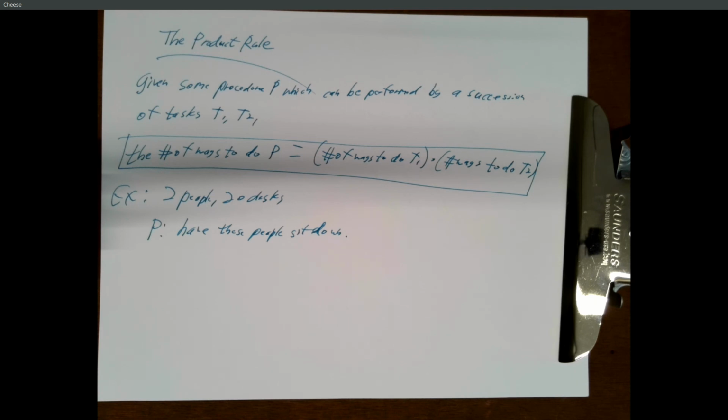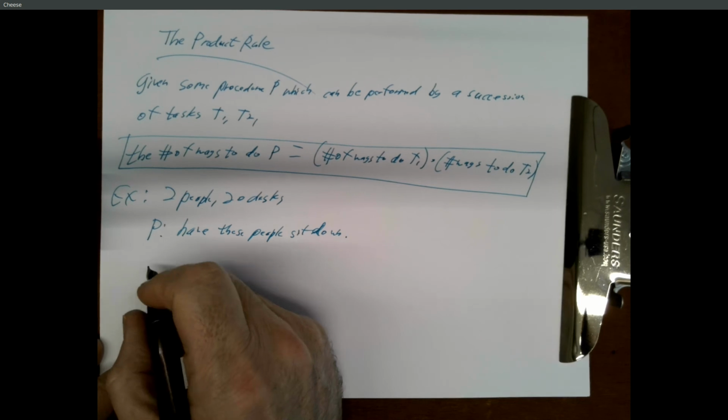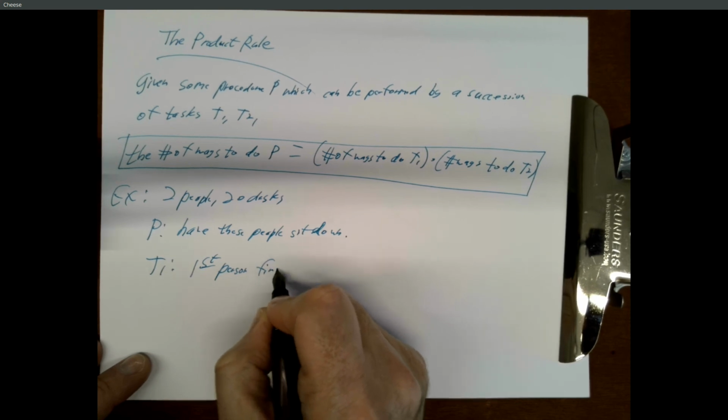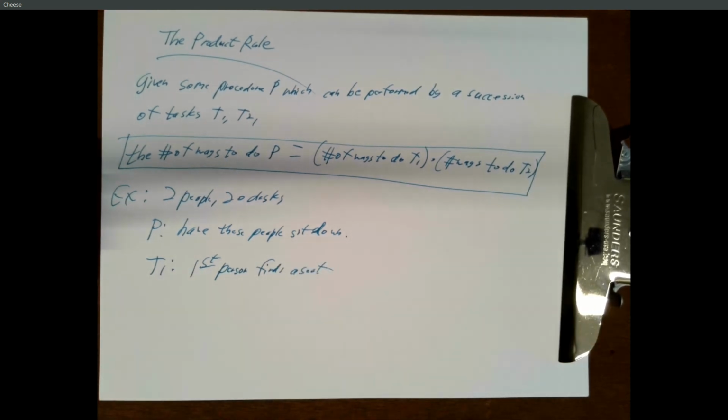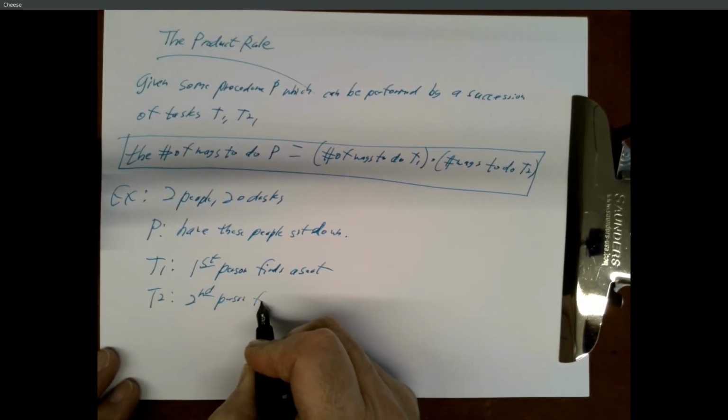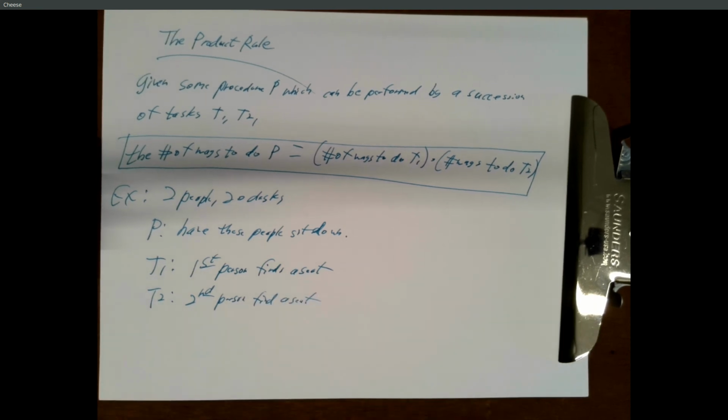So we can break this procedure of having 2 people find seats and sit down into a succession of 2 tasks. Task T1 is the first person finds a seat. All right, so I can send these people into the room one at a time. First person goes in, finds a seat, and sits down, and then task T2, the second person goes in and finds a seat. And any possible way that these 2 people can sit down in the room can be achieved by doing that succession of 2 tasks. Right? They don't have to go in at the same time. I can send them in one after the other.